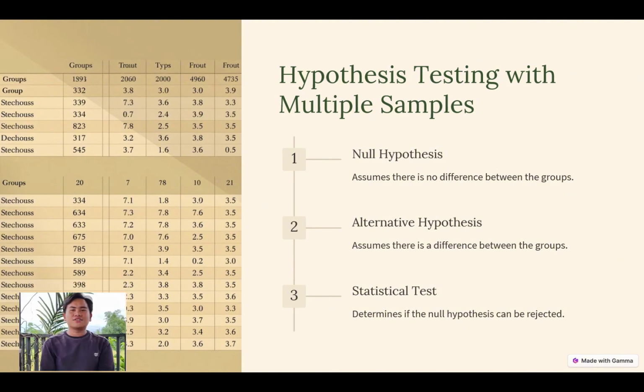Hypothesis testing and confidence intervals. Confidence intervals are often used alongside hypothesis testing. We start with a null hypothesis, which assumes no difference between groups. The alternative hypothesis proposes a difference exists. Statistical tests help us decide whether to reject the null hypothesis. If the confidence interval aligns with rejecting the null, we can conclude there are significant differences between groups.